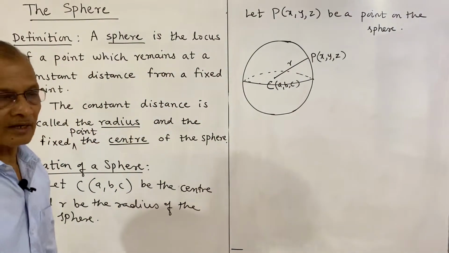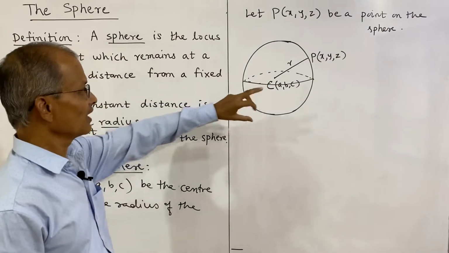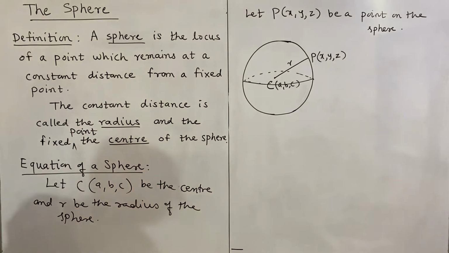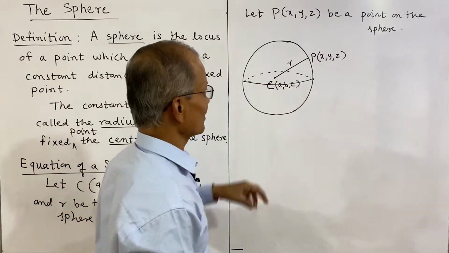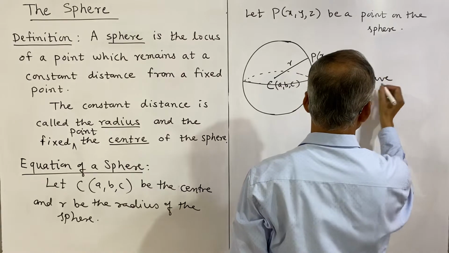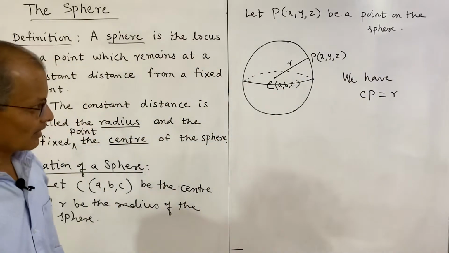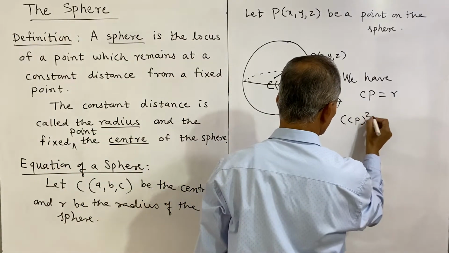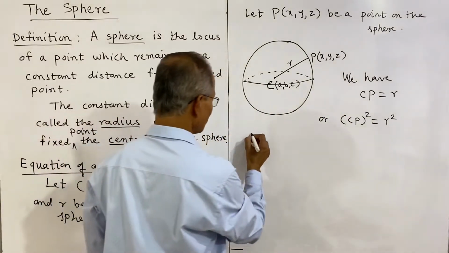Now what is the geometrical condition? By definition, the distance between the fixed point and any point on the surface of the sphere remains constant, and that is R. So therefore the distance CP is R. We have CP equal to R, or this can be written as CP squared equal to R squared, and we simply use the distance formula.